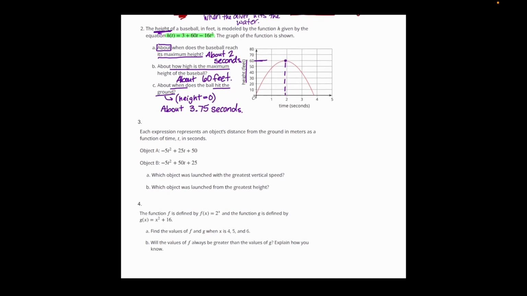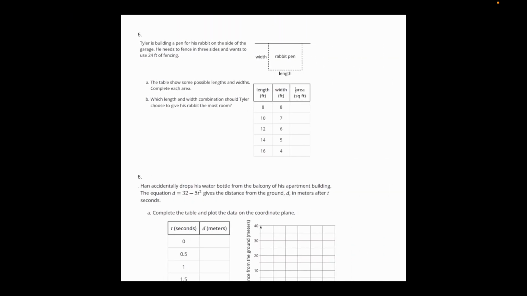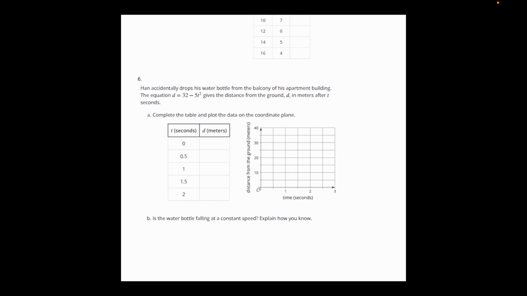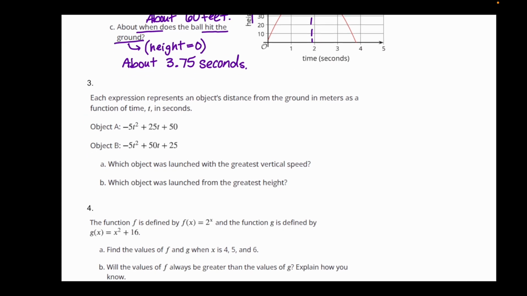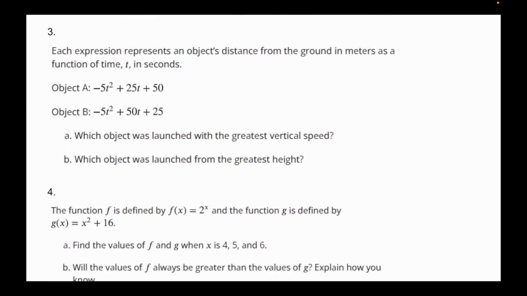So we have 2 more questions on this page, and then we have a couple on the back, 5 and 6, which are a little bit longer, but we'll get to those and they won't be so bad. So let's look at question 3. Question 3 says, each expression represents an object's distance from the ground in meters as a function of time, t in seconds. So we have object A and object B. So first we want to know which one has the greatest vertical speed, and then which one was launched from the greatest height.